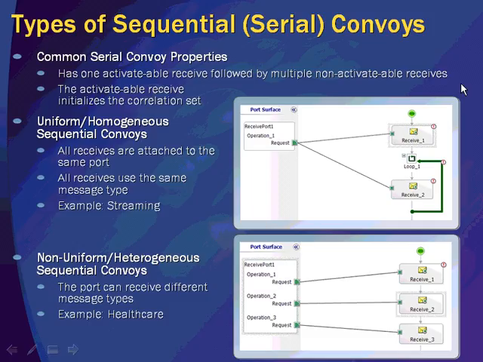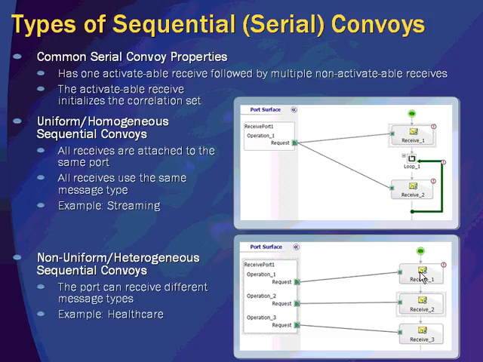First is our uniform or homogeneous sequential convoy, where we receive an initial message here, and then we continue to loop to receive additional messages of the same type. The non-uniform or heterogeneous convoy might receive multiple messages, but they may have specific types for each message. In this case, maybe a healthcare provider first provides us some information about a patient that was seen, and then there's additional information being processed about that patient, whether or not the bill's going to be covered, and then for parts of the bill that are not covered, how that payment's going to be taken care of.